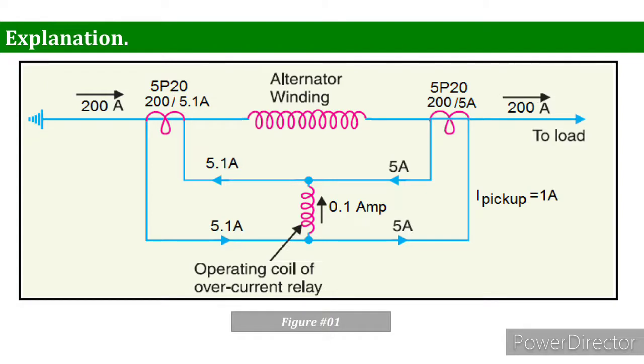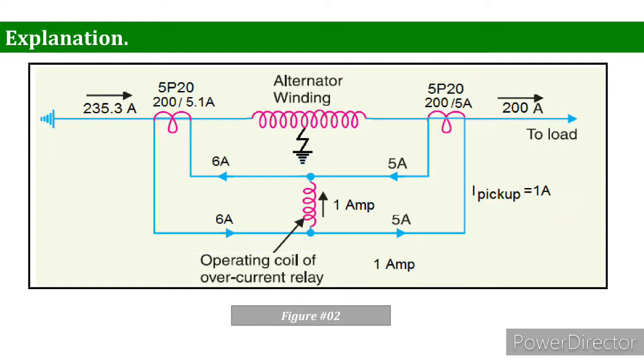One is 200 is to 5.1 and the other is 200 is to 5 ampere. So if we subtract 5.1 minus 5 ampere, the 0.1 ampere will flow into the operating coil. Now at this stage the relay will not operate, because as you can see the pickup current is 1 ampere. So what will happen next, we see in the second condition.